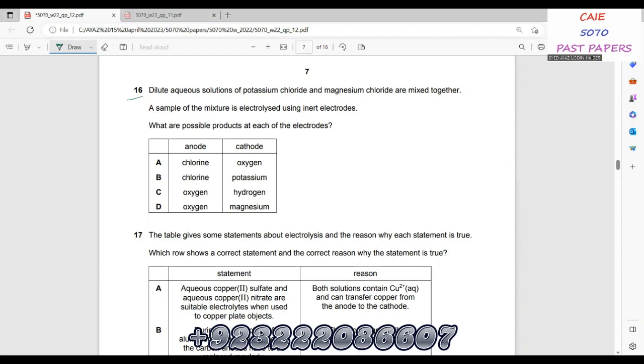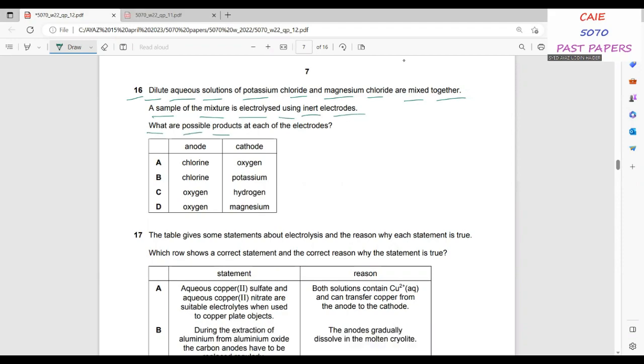So we have question number 16. Dilute aqueous solutions of potassium chloride and magnesium chloride are mixed together. A sample of the mixture is electrolyzed using inert electrodes. What are possible products at each of the electrodes? See, both the metals are high in the reactivity series, potassium and magnesium. So you can't get potassium or magnesium at cathode. So automatically choice B and D are incorrect.